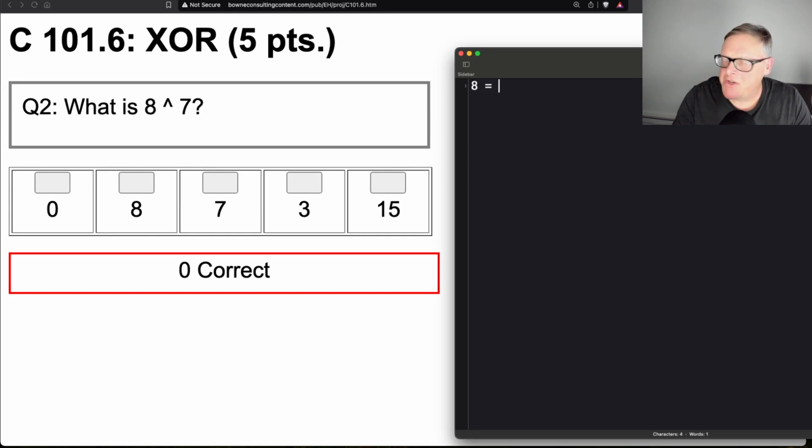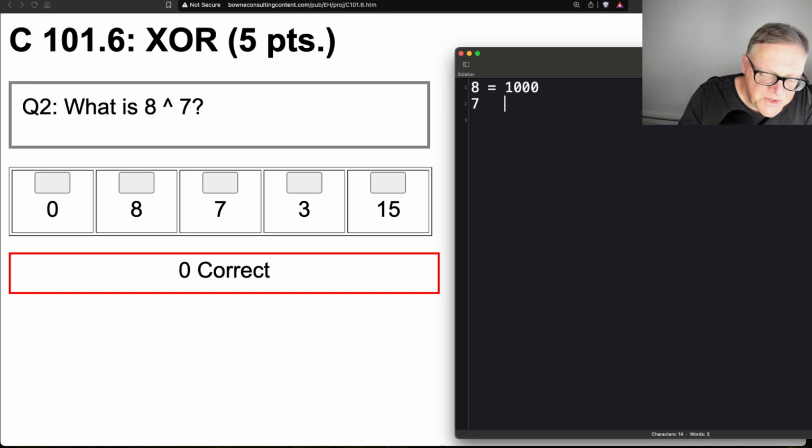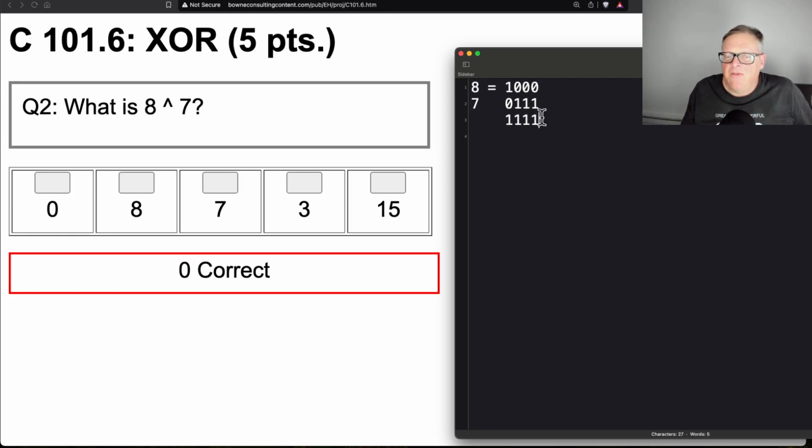We did them last time. So it's 1, 0, 0, 0 is 8 because the bit on the right is the number of 1s, then the number of 2s, then the number of 4s, and then the number of 8s. So that's 8, and 7 is 0, 1, 1, 1. So if you do the XOR, you're going to get 1, 1, 1, 1. As you go down here, they each have 1 and 0, and that's 15.